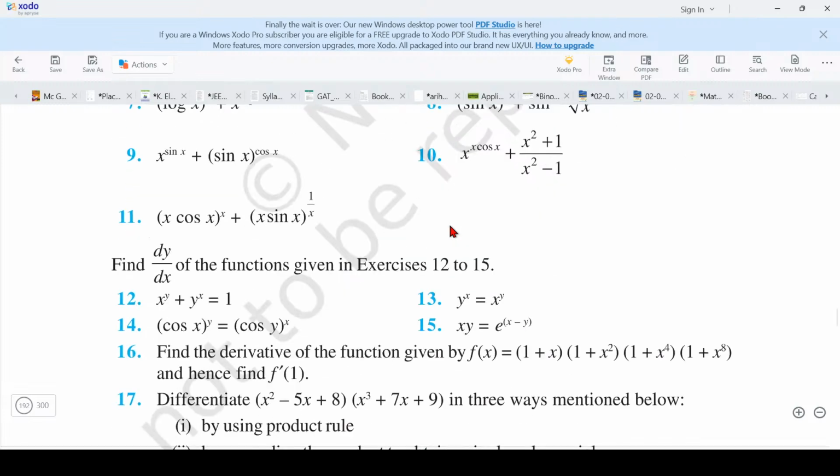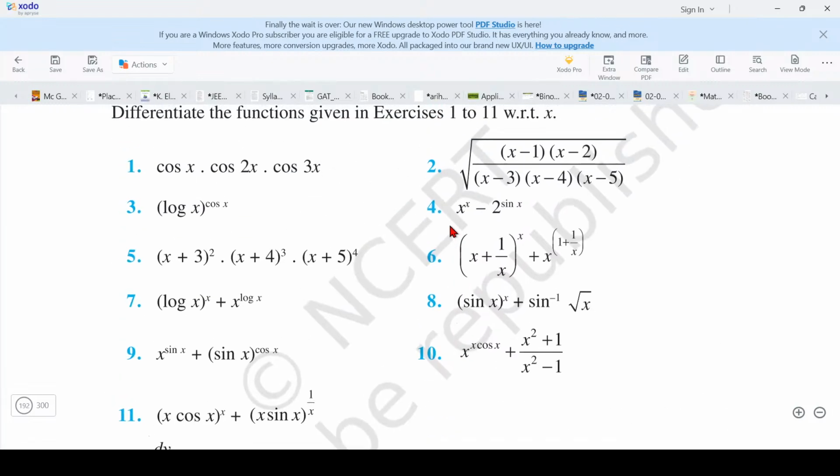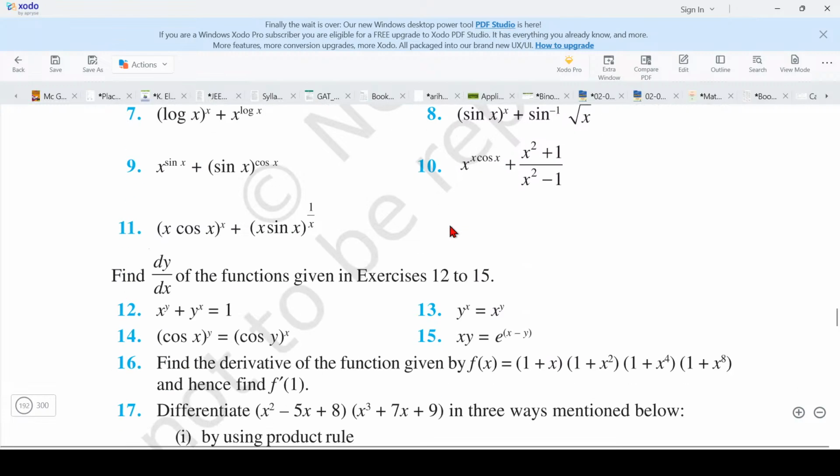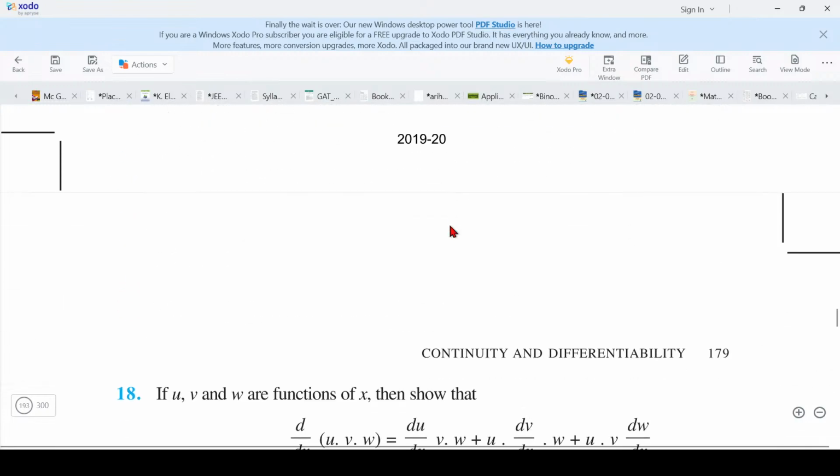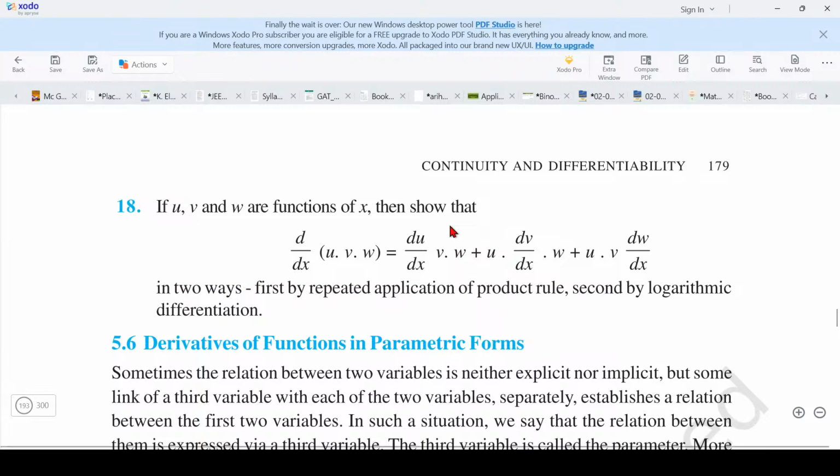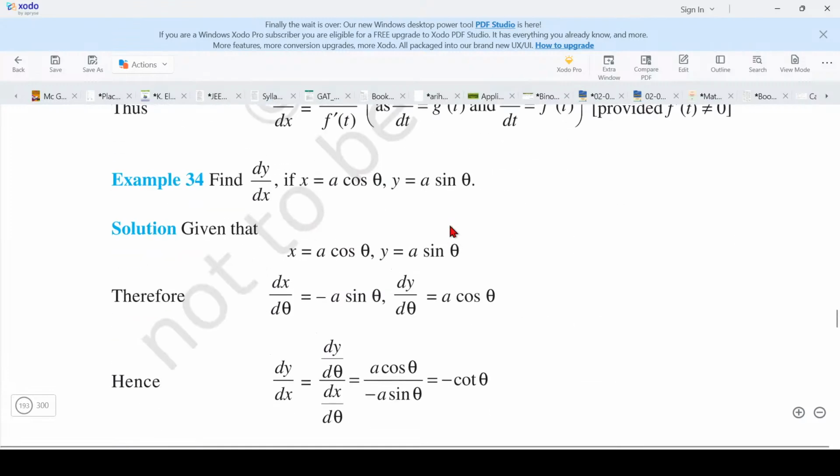Now, in the first question, we used one of the formulas. But after taking log, you can do it, no? y equal to log, you can do all those questions. All 18 questions, yes, you can do. Okay. Very good. And what about parametric form? You can do this kind.